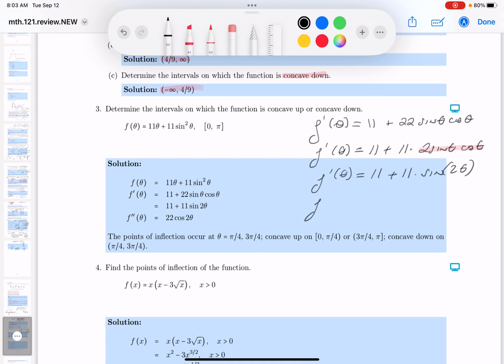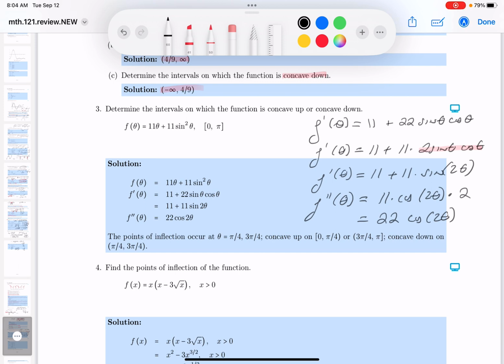So I'll put F double prime down. Well, derivative of 11 is just a 0. Now it's going to be 11 times the derivative of sine, so it's going to be 11 cosine of 2 theta. And then I go to the inside, derivative of 2 theta would just be 2. So what do you get? You get 22 cosine of 2 theta. All right, that's the second derivative.